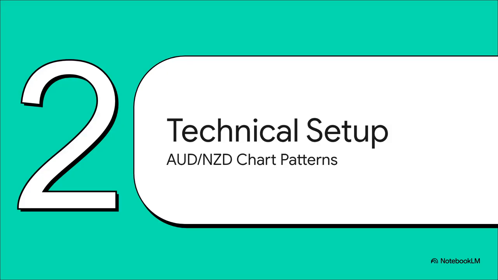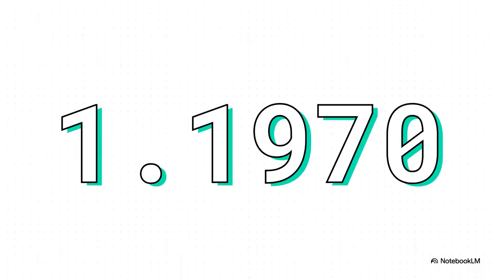All right, let's move into part 2. The technical setup for AUD/NZD. Look at this specific number for a second, 1.1970. The folks over at Action Forex identify this as a highly critical neckline for a major double-top breakdown on the pair.